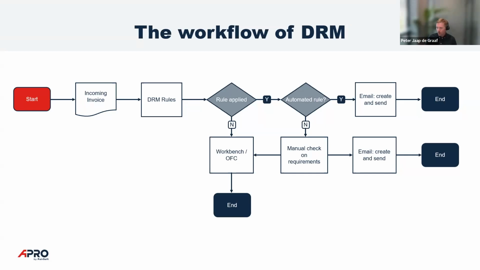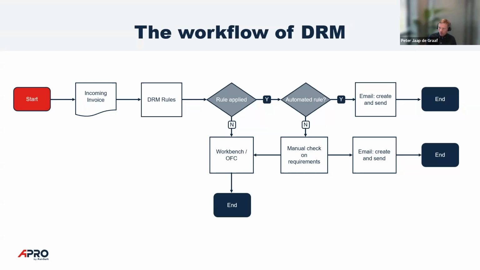We can check PO information. We can check if the organization name is right. We can check several things on the invoice, such as whether it has an invoice number and whether it's not a duplicate. If such a rule is applied, and it's an automated rule, we automatically create an email. We embed the image, so the PDF or the XML, into this email template, and we send it automatically back to the supplier.